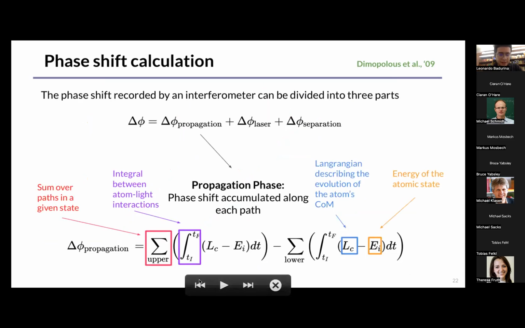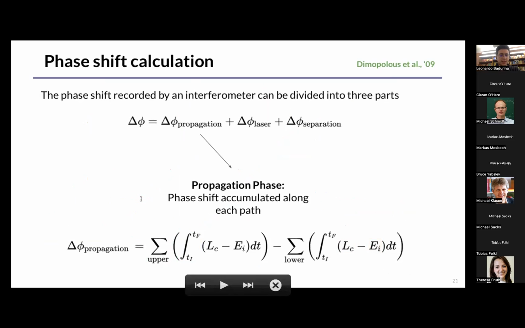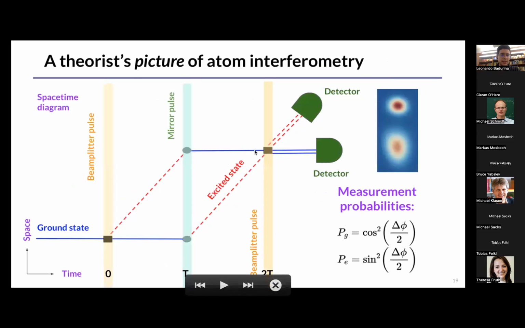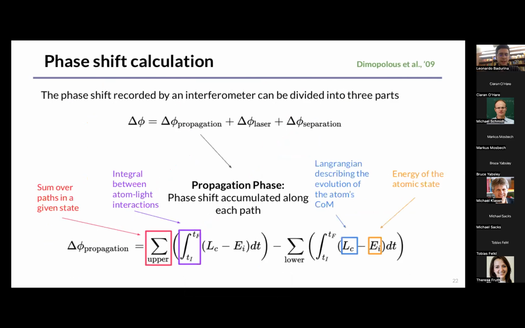And so here this would be the expression that we have. Here we see a sum over upper and lower paths or path segments in a given state. The integral here is between atom-light interactions. So if we go back to this diagram here, these squares and circles would show where atom-light interactions happen. And importantly, the phase itself is proportional to the Lagrangian describing the evolution of the atom center of mass.